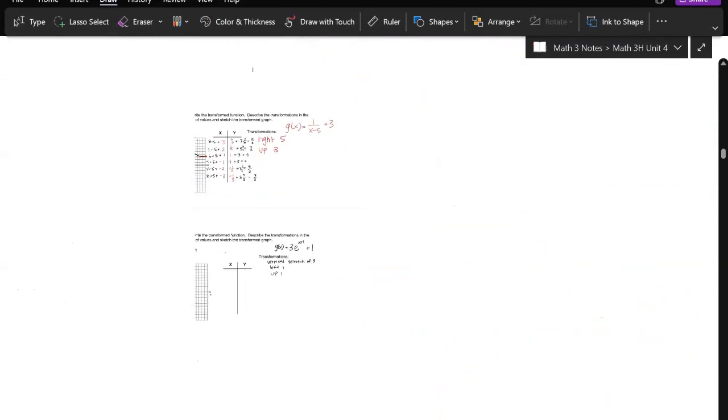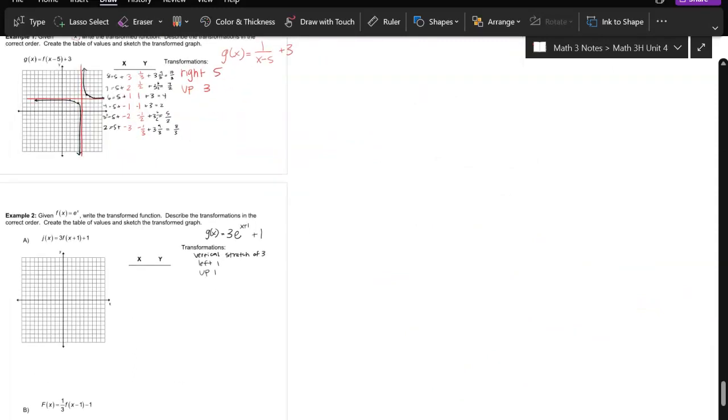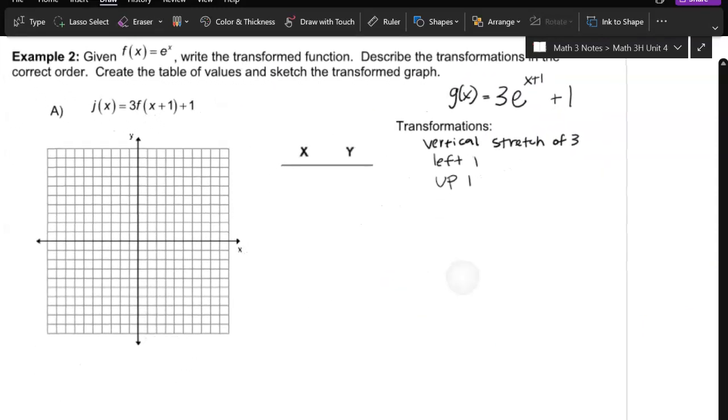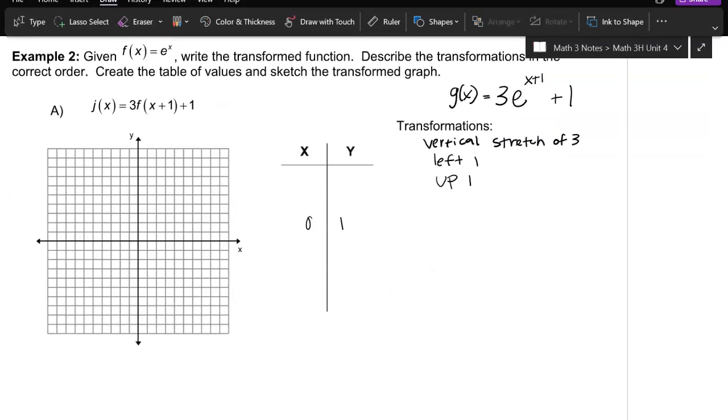All right, so let's plot our points here. So we have 0, 1, and then negative 1, e to the negative 1, and then 1, e to the first, and then 2, e to the second. That will kind of give us our basic shape for our graph. And then we know we have our asymptote at y equals 0. So we'll see how that moves.